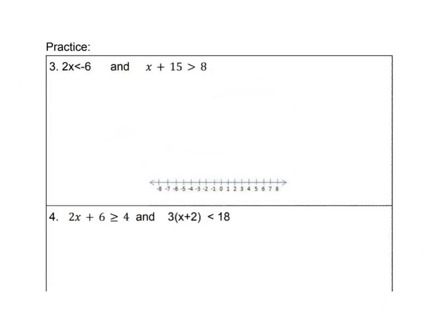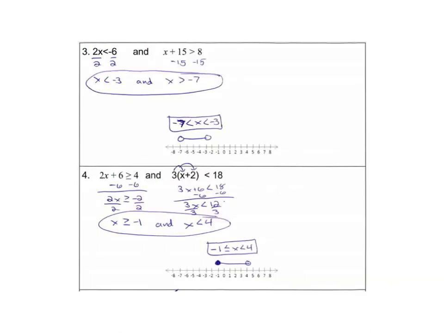Take a minute and pause so you can practice these problems. Again, just solving, graphing, interpreting, and working through before you check your answers. Okay, here's 3 and 4. Pause and check your work.